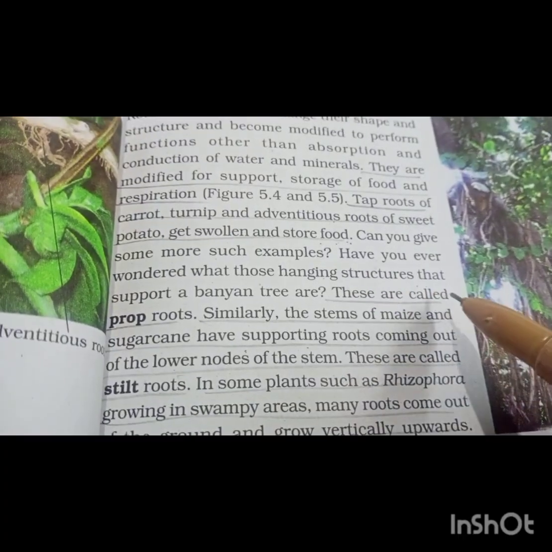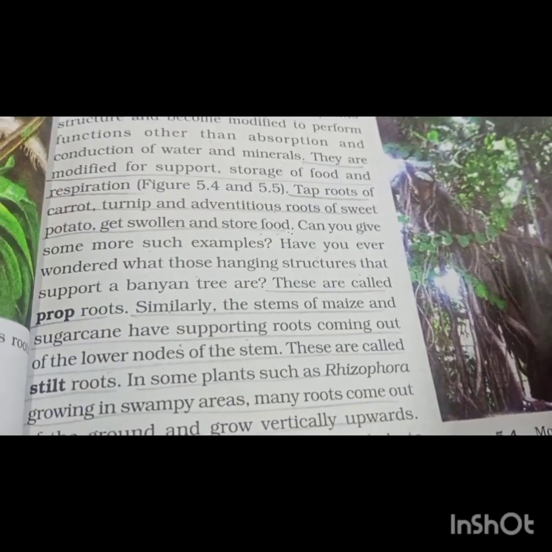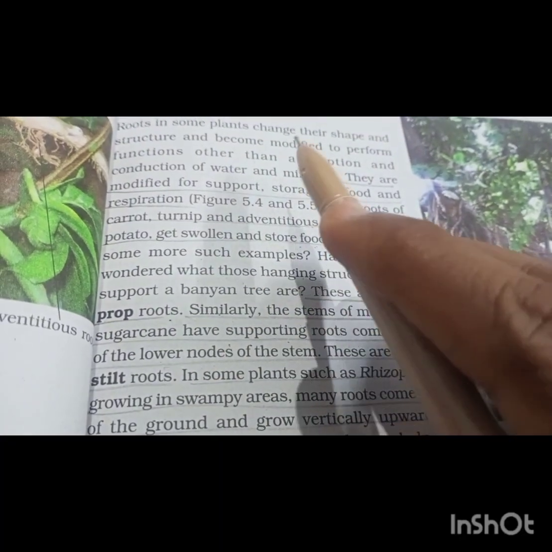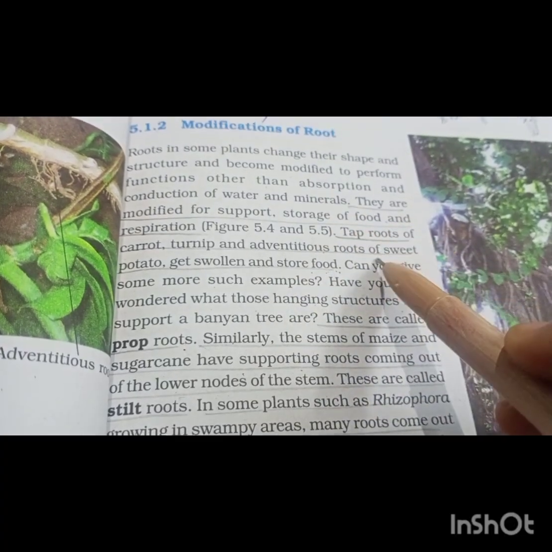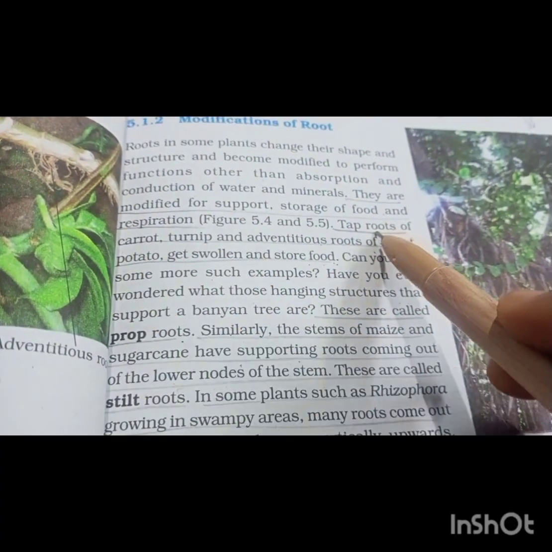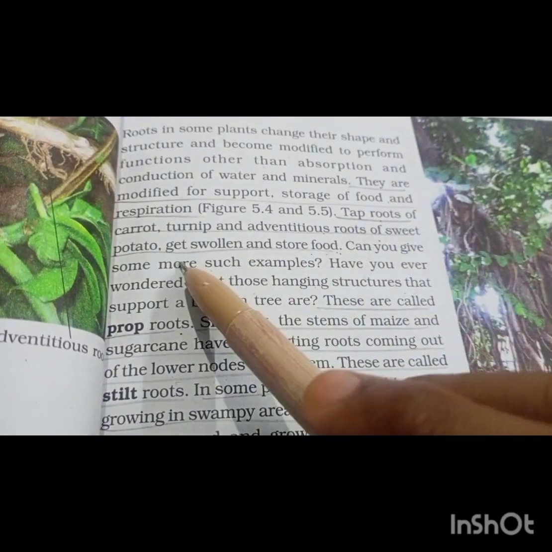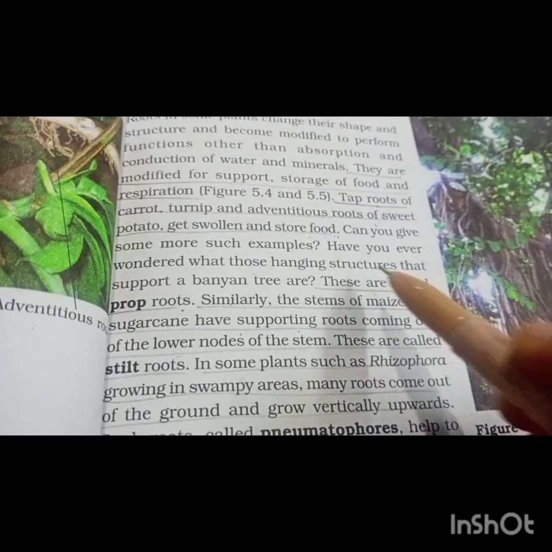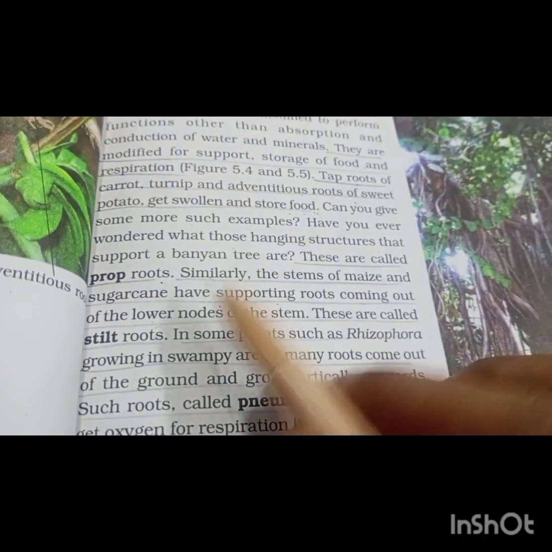And you all have seen the banyan tree, right? Those roots hanging from the branch are known as prop roots. So here the first type is storing food. In the case of turnip and carrot, the tap root itself gets bulged, and in the case of sweet potato, the adventitious root gets bulged. And next, the structures hanging from the branch, as in the case of banyan tree, are known as prop roots.